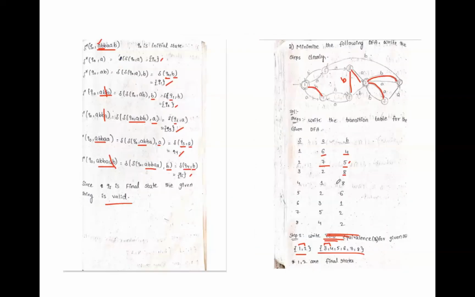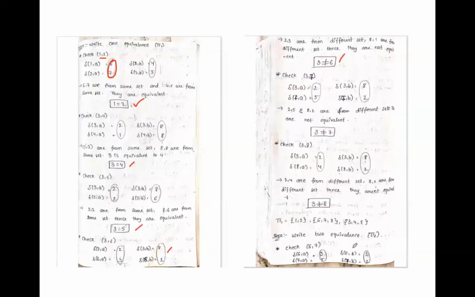Now the next combination is 3, 7. So 3 on A is 2, 7 on A is 5. 3 on B is 8, 7 on B is 2. So 2 and 5 are not in the same set because 2 is a final state and 5 is a non-final state. Similarly, 8 and 2 are not present in the same set. So we can say that 3, 7 is not equivalent.